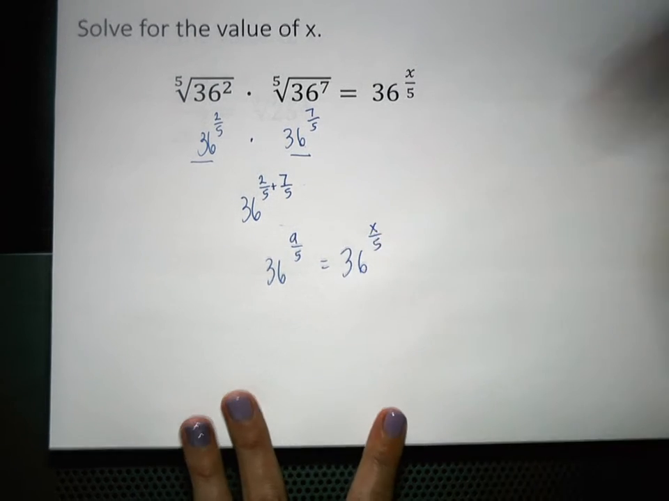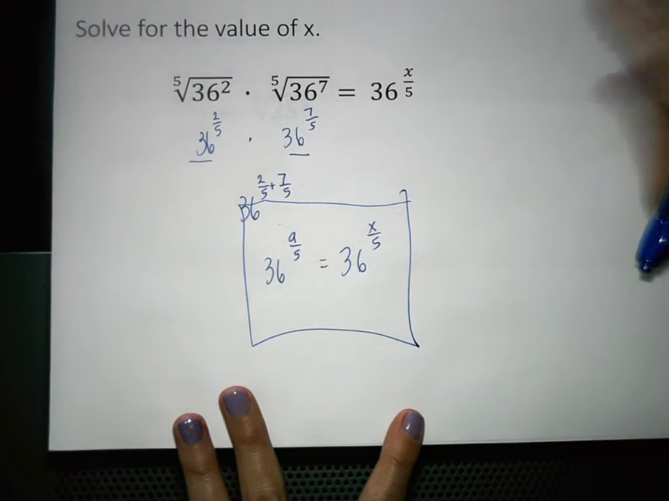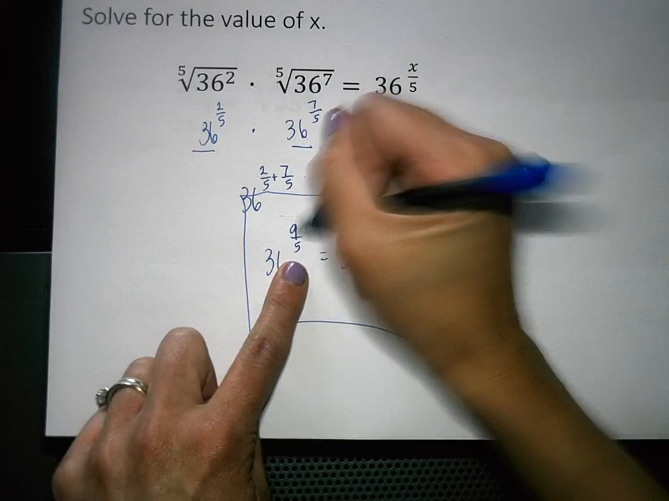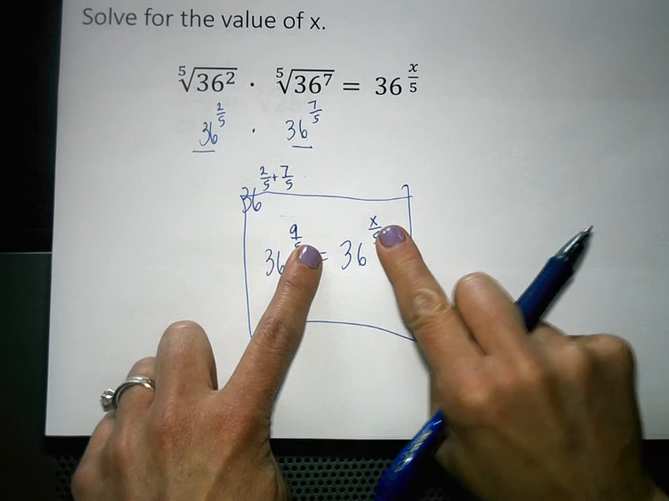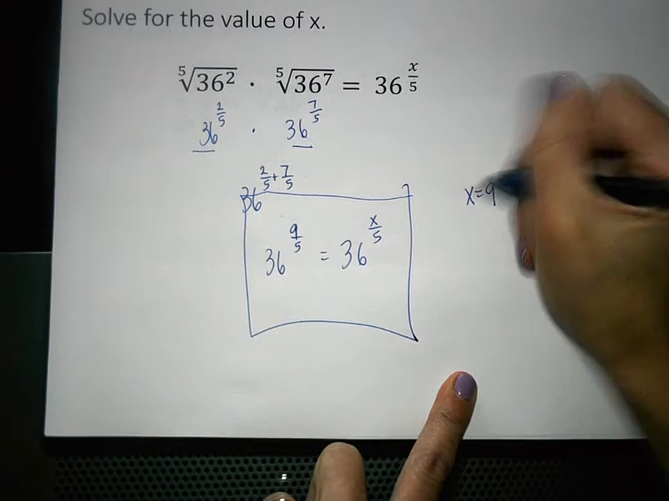And so based on this information right here, what would be the answer for x? Well, if you look at everything here, everything is the same, which means that x and 9 have to be the same. So x equals 9 for this problem.